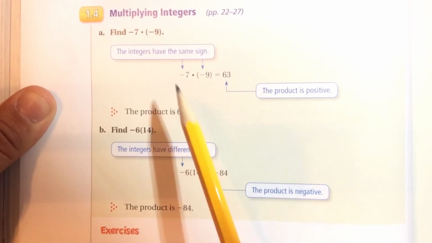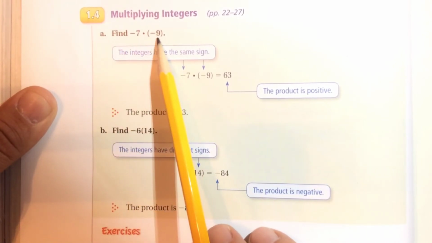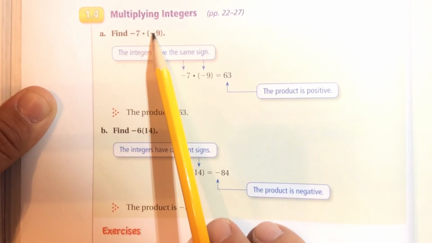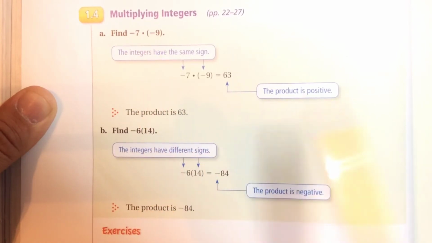Multiplying integers was nice and simple. We multiply as usual, and then we follow the sign rule. Same sign, positive; different sign, negative.